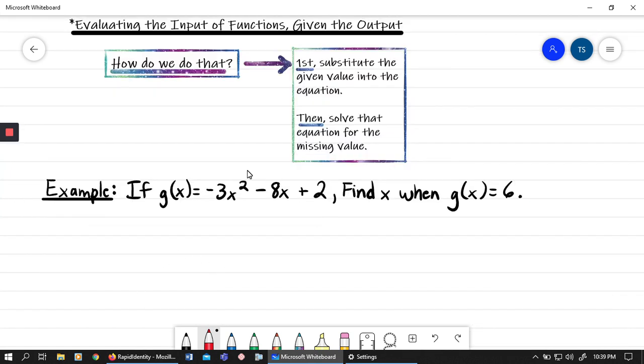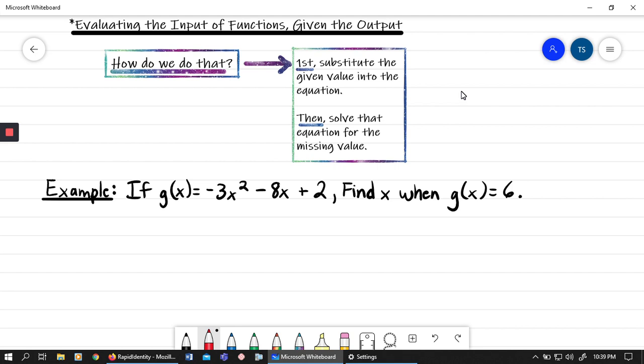Alright, so you might be thinking here, okay, Mr. Starkey, I've never done this before. Well, that's why we're talking about it. So your question might be, well, how do we do that, Mr. Starkey? I mean, what are we supposed to do exactly? That's a good question, y'all. I'm glad you asked. Let's talk about that.